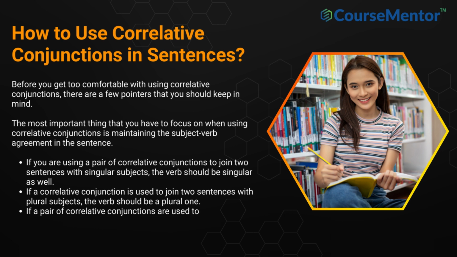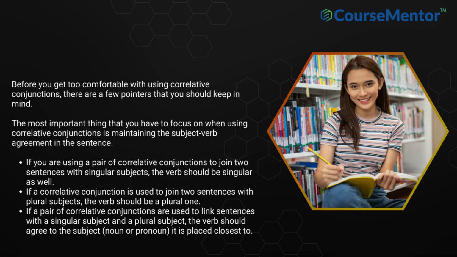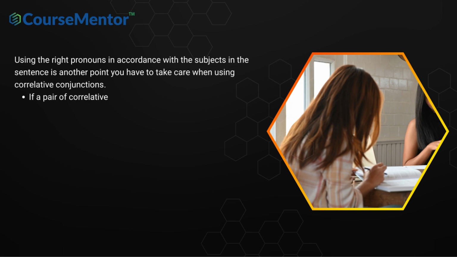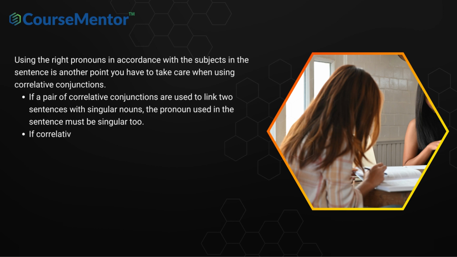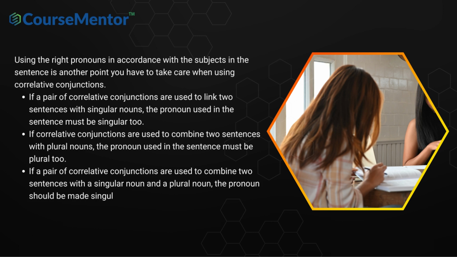If a pair of correlative conjunctions are used to link sentences with a singular subject and a plural subject, the verb should agree with the subject, noun or pronoun, it is placed closest to. Using the right pronouns in accordance with the subjects in the sentence is another point you have to take care of when using correlative conjunctions. If a pair of correlative conjunctions are used to link two sentences with singular nouns, the pronoun used in the sentence must be singular too. If correlative conjunctions are used to combine two sentences with plural nouns, the pronoun used in the sentence must be plural too.